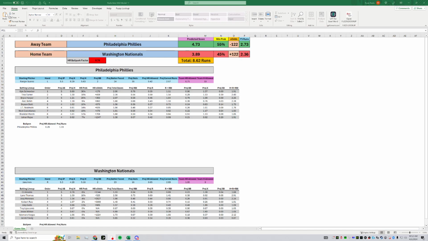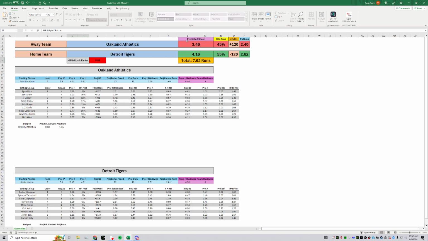Welcome to the tutorial on how to use the Rude Bets MLB simulator. It is finally here. So once again, just like the NBA simulator, all you do is type in the names of the teams. So Oakland versus Detroit. All right, and now it pre-populates a lot of stuff. So let's go over what to look at and how to properly use the simulator.